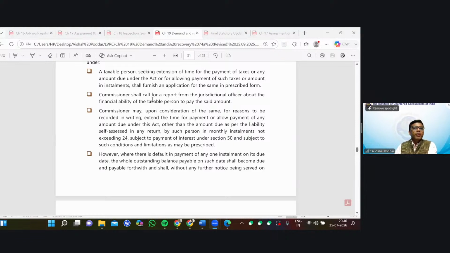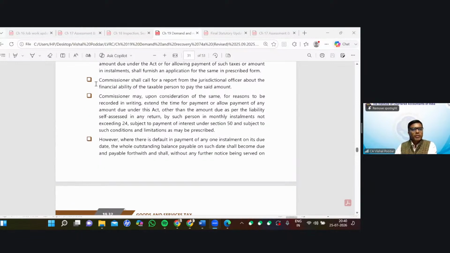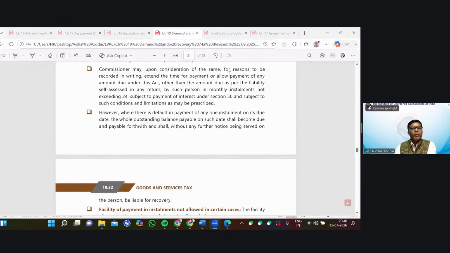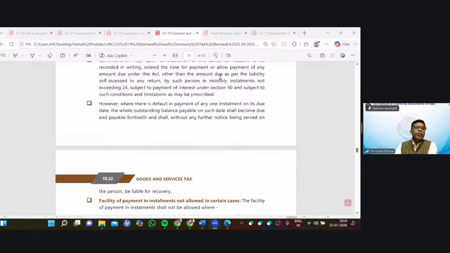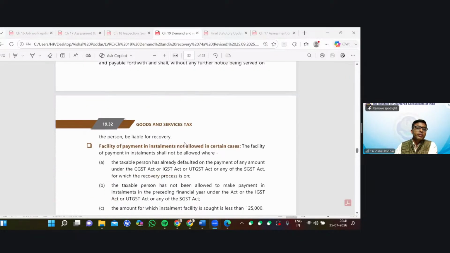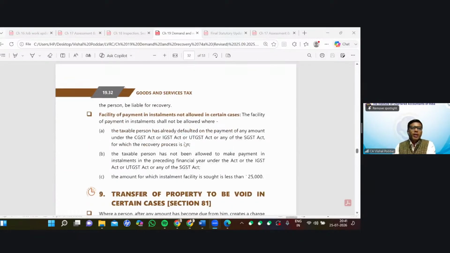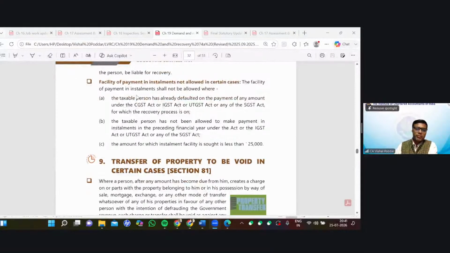Then the commissioner will call for a report from the jurisdictional officer about the financial ability of the person. The commissioner may, upon consideration of the same and for reasons to be recorded in writing, extend the time for payment or allow payment of an amount due under this act, other than the amount due as per the self-assessed liability. So only after considering your application, and if the commissioner feels that genuinely in your case it is required, the commissioner may allow the facility of installment payment.